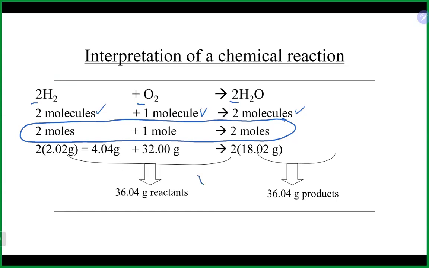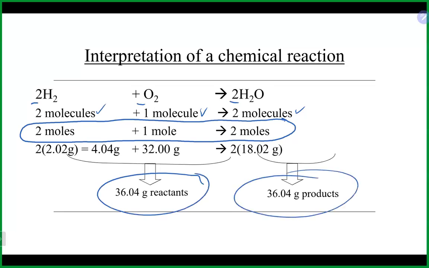Because we have the same elements on the left and the right, we should end up with basically the same grams of each of those, as the hydrogen on the left is basically 1 gram, hydrogen on the right is 1 gram, and the oxygen on the left is 16 grams. The oxygen on the right is 16 grams.